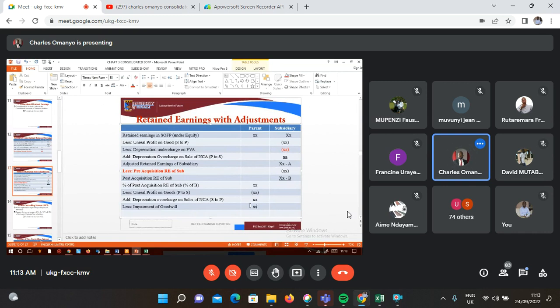Impairment of goodwill. If there is any impairment, if goodwill has lost its value, you subtract any impairment of goodwill. Next, you add proposed dividends or just the dividends. You will find it in current liabilities.